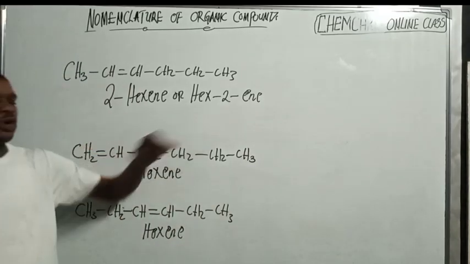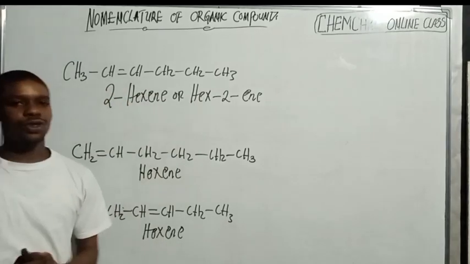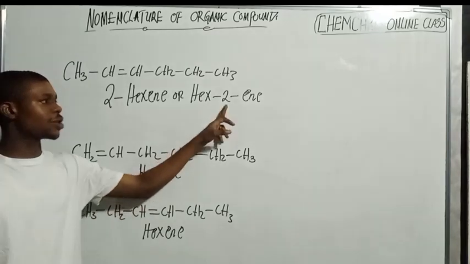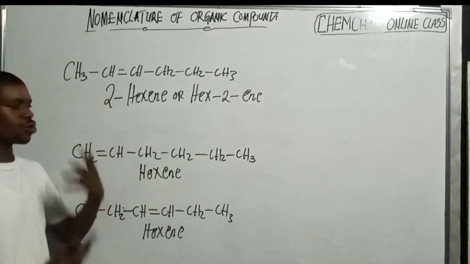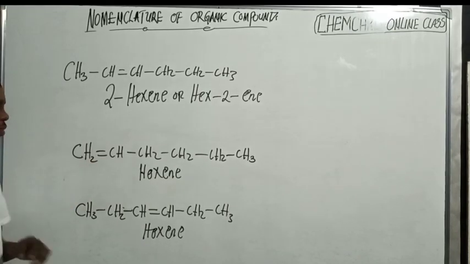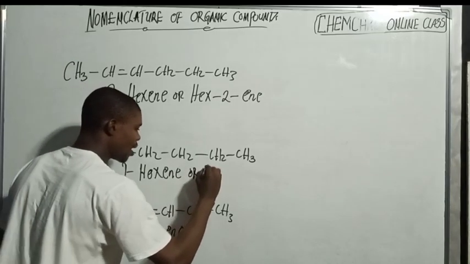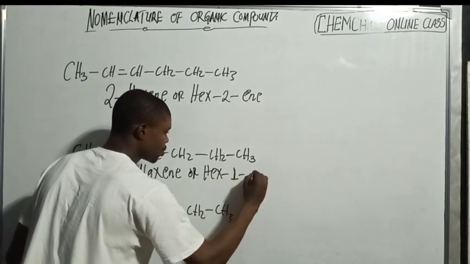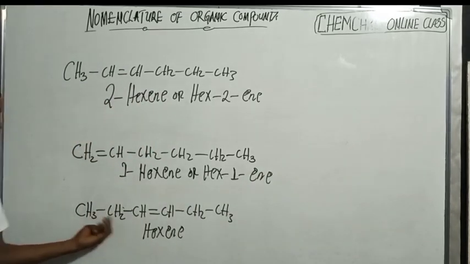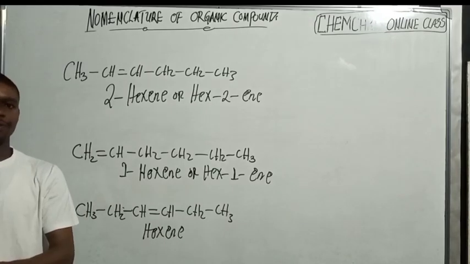I like this one because it explains the nomenclature very well. Hex means 6 carbon atoms. Ene means it has a double bond. Then number 2 means the double bond is at carbon number 2. Now, this one is going to be at carbon number 1, right? So it's going to be hex-1-ene. Can you see that? Then you are going to have 1, 2, 3. So whichever way you start counting from, it's going to be 3.